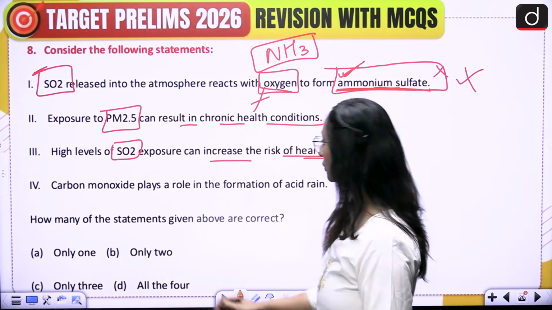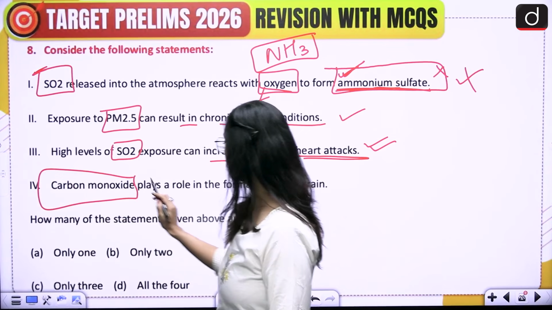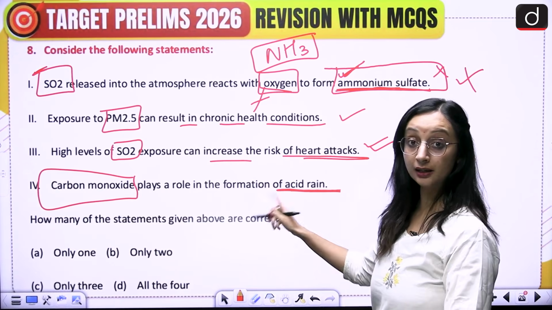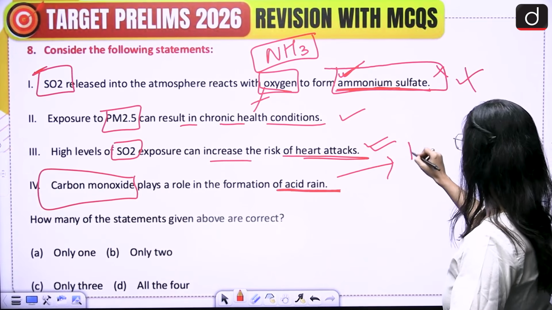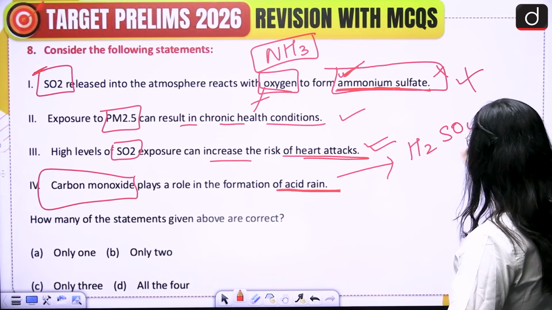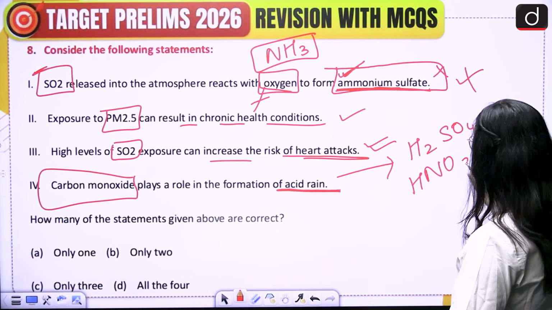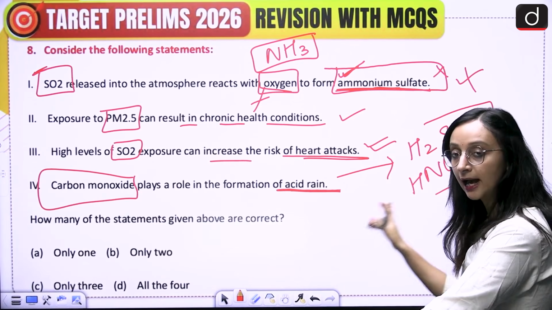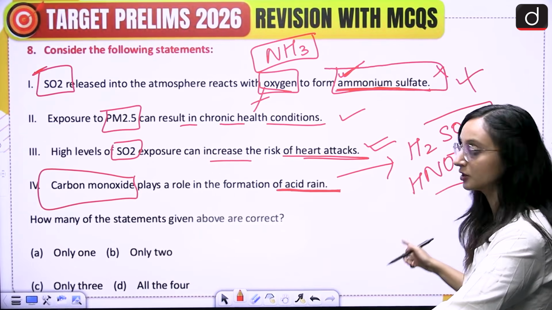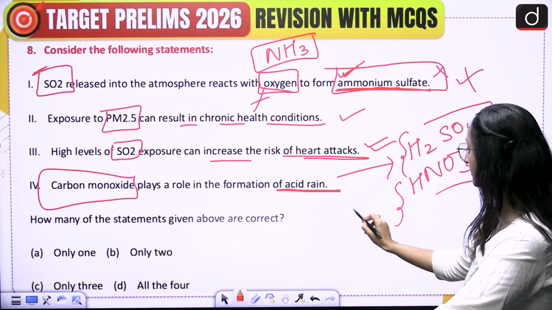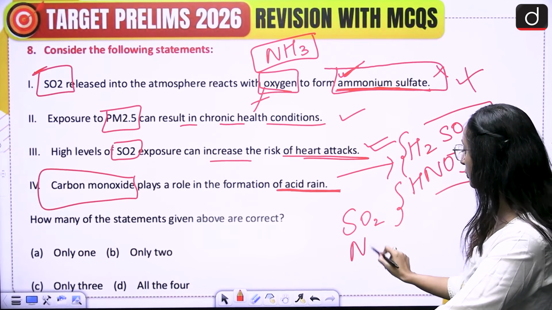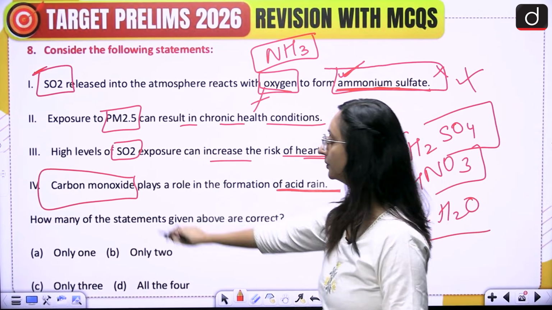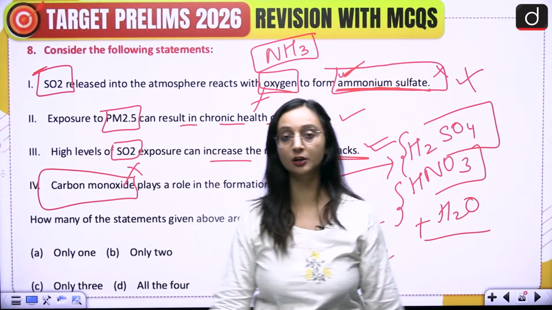And then, carbon monoxide plays a role in the formation of acid rain. So is this statement true? In the beginning only I told you that acid rain is formed because of H2SO4 and HNO3. Sulfur dioxide plus nitrogen dioxide, when they react with H2O, form these acids. So acid rain is formed because of the presence of SO2 and NO2 and their reaction with H2O, and not carbon monoxide. Carbon monoxide has a separate issue.